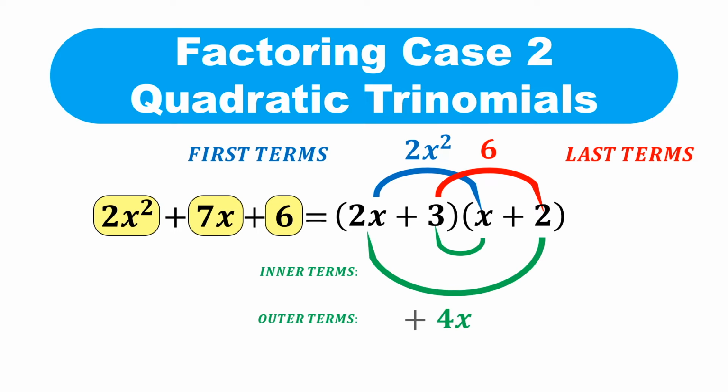At pangatlo, ang sum ng mga product ng outer terms at inner terms ng dalawang binomial factors ay equal sa middle term ng trinomial. Ang mga observation na ito ay siya nating gagamiting guiding principles sa pag-factor ng quadratic trinomial na nasa formang ax squared plus bx plus c na ang a is not equal to 1.